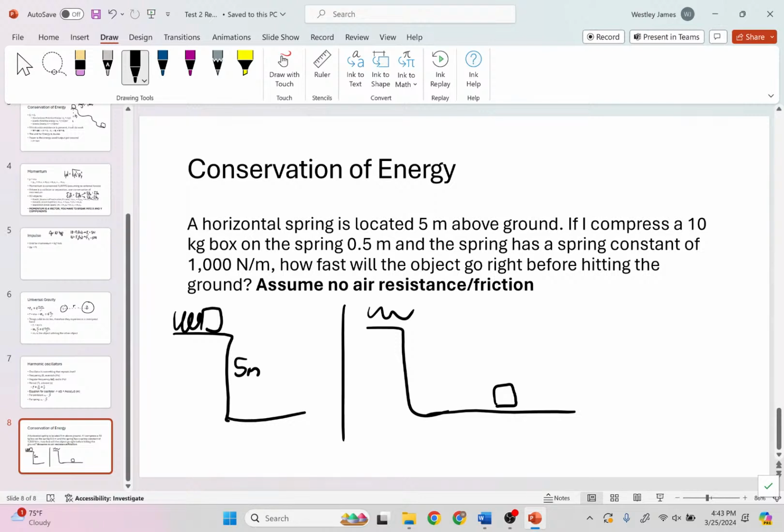I'm not actually going to numerically solve this, because this type of problem has enough steps involved that it would be more in the free response category. Would we have to use kinematics?